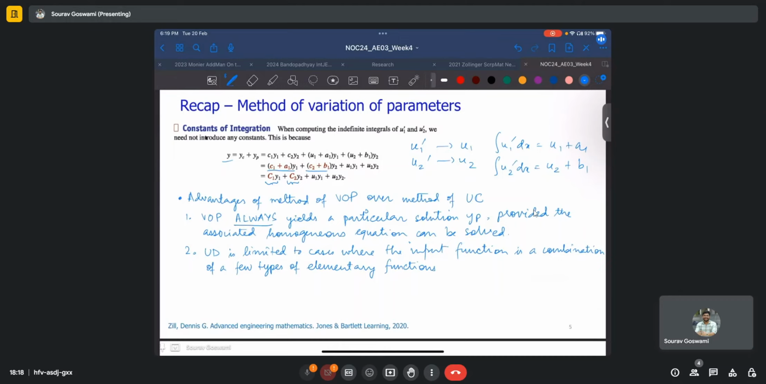And the four types which are generally encountered are, say, constants, polynomials, then you have trigonometric functions and exponential functions. Again, VOP is not limited to ODEs with constant coefficients only.